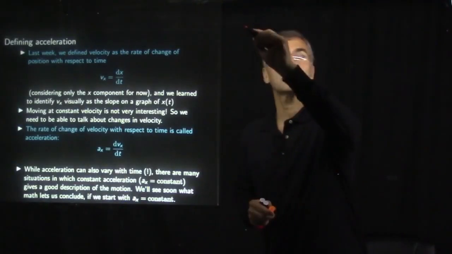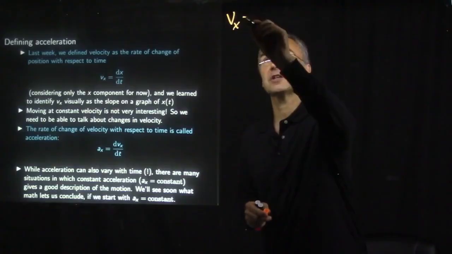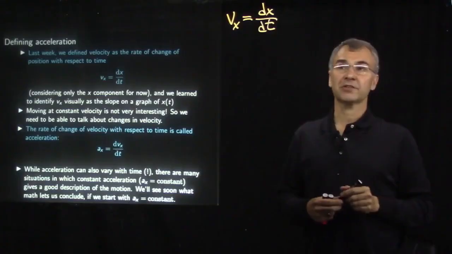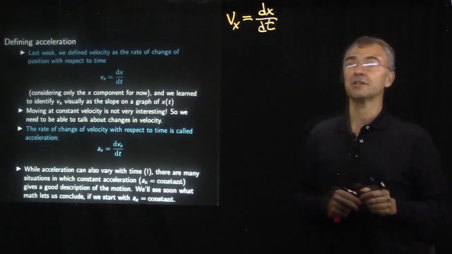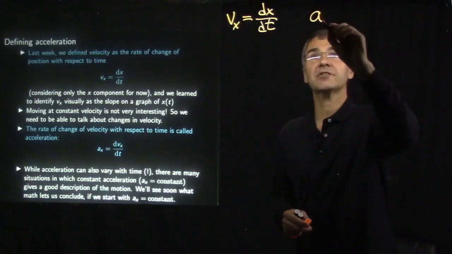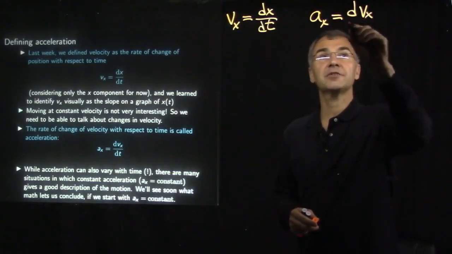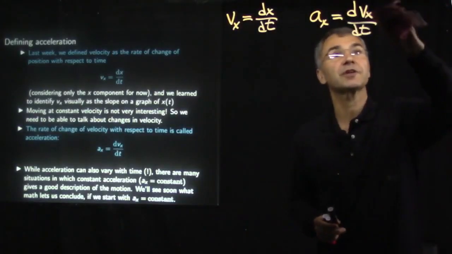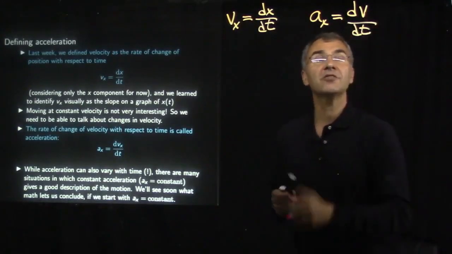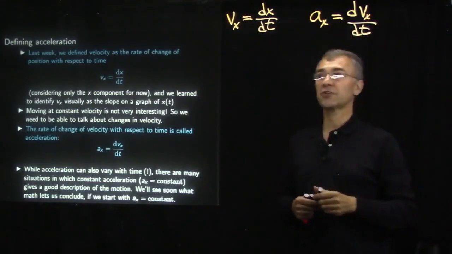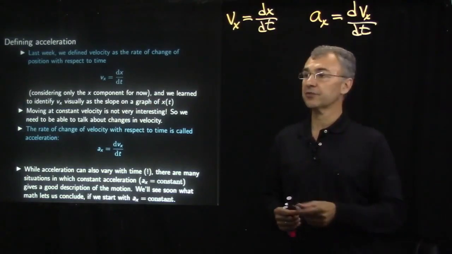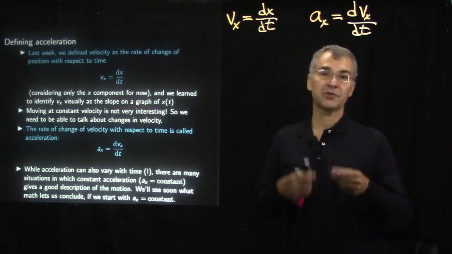In particular, last week we saw the x component of velocity is the rate of change of the x component of position with respect to time. So v sub x is dx by dt. The new addition this time is that the x component of acceleration is the rate of change with respect to time of the x component of velocity. This is v sub x. So a sub x is d by dt of v sub x. We also learned last time to identify v sub x, the x component of velocity, as the slope on a graph of position x versus time t.